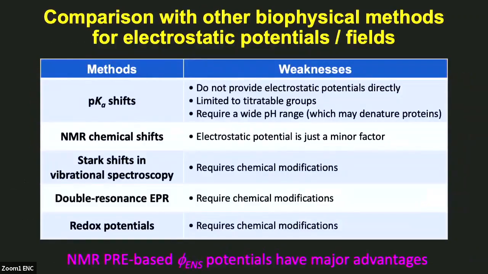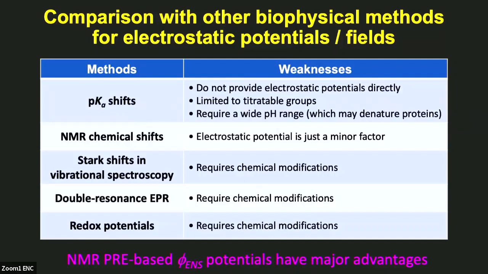Here, I compare our method with other existing biophysical methods for electrostatic potentials or electrostatic fields. Among them, the most commonly used method is pKa shifts. But pKa shifts do not directly provide electrostatic potentials. And also, the methodology of pKa shift is limited to titratable groups. And you have to use a wide range of pH, like pH 2 or pH 12, at which proteins could be denatured.